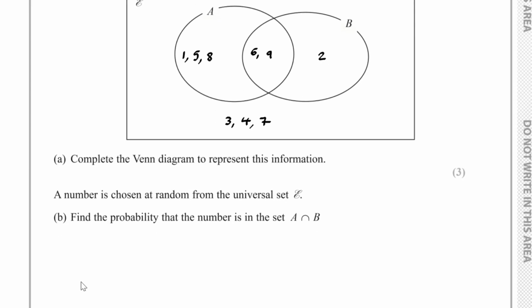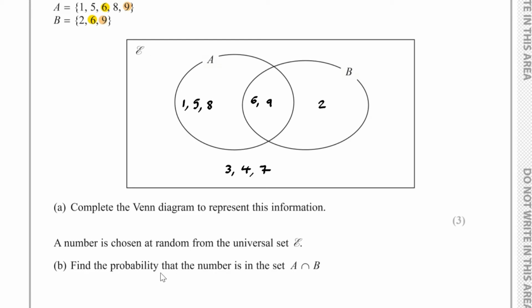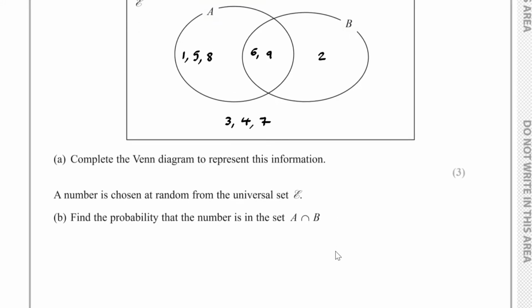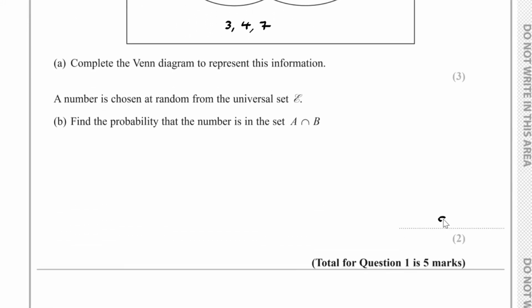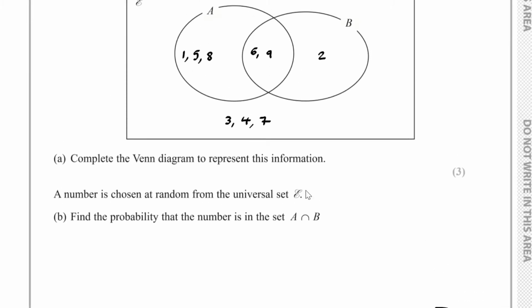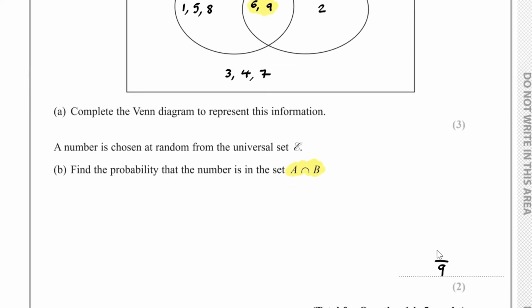And now for part B of the question, a number is chosen at random from the universal set, and we have to find the probability that the number is in the set A and B. Well, over here we see that we have 9 numbers in total, and of those 9, 2 are in the set A and B. That's the 6 and the 9. So our probability therefore is 2 out of 9.